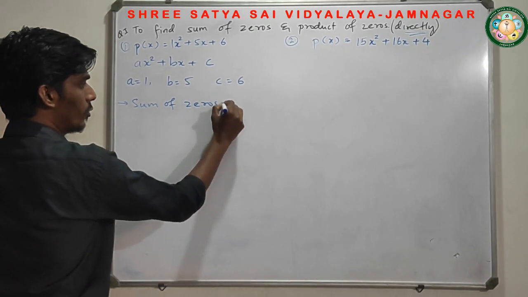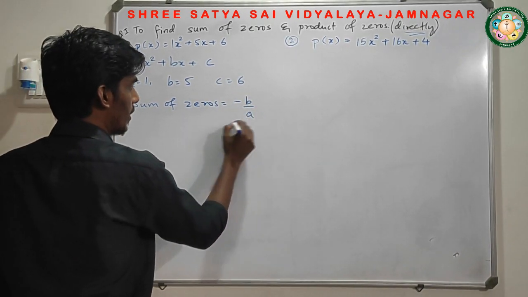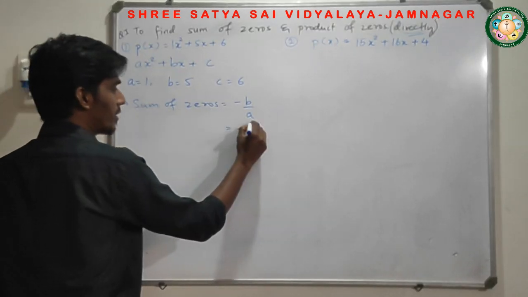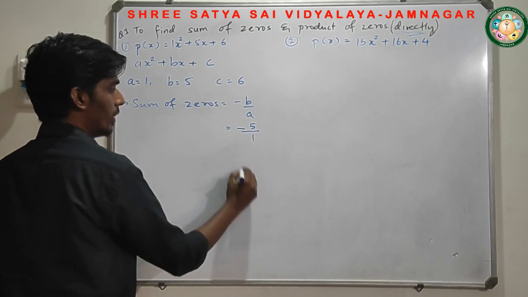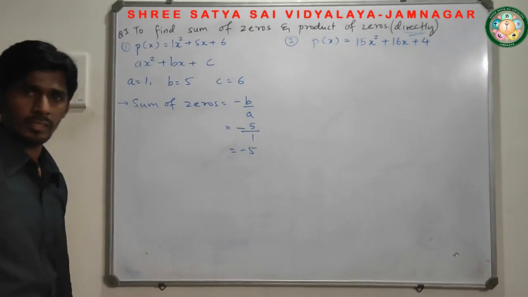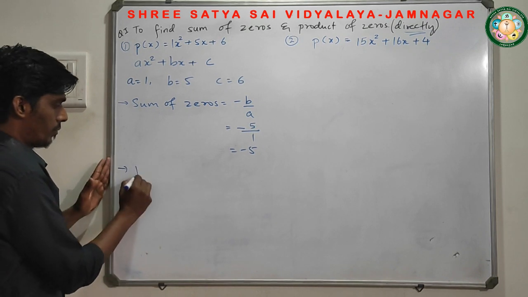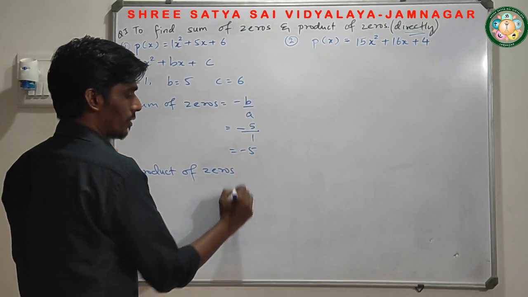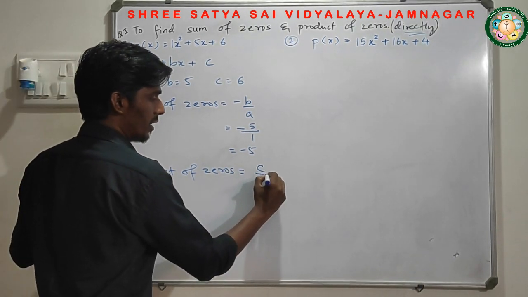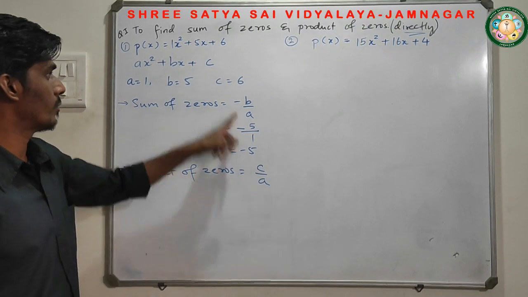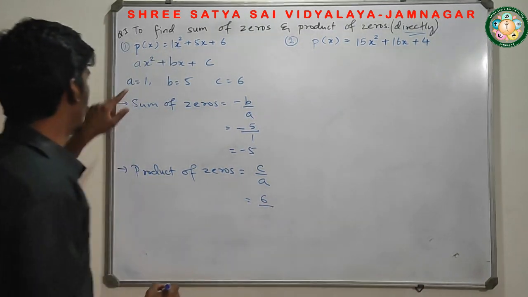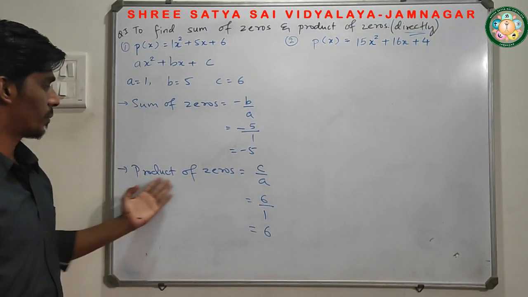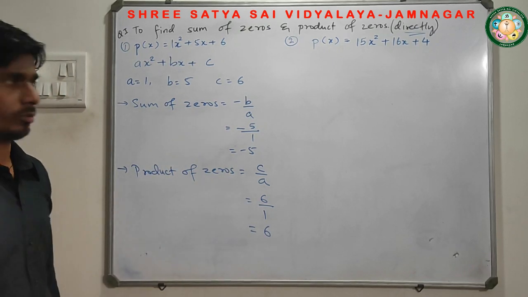Now we know that the sum of zeros equals minus b by a. What is b here? It's 5. So with the minus sign of the formula, b is 5 and a is 1. Sum of zeros is minus 5. Same way, the product of zeros is what? c by a. c is the constant term, 6, and a is 1. So we got here 6. So this is the product of zeros and this is the sum of zeros.